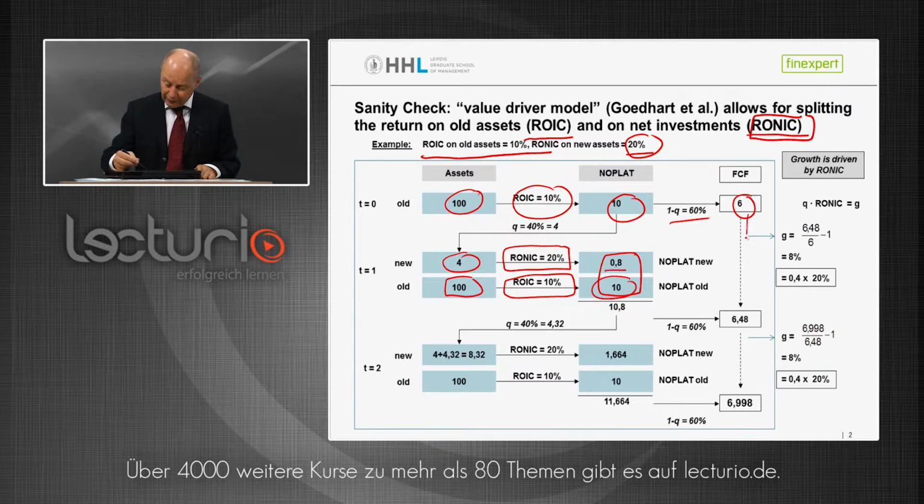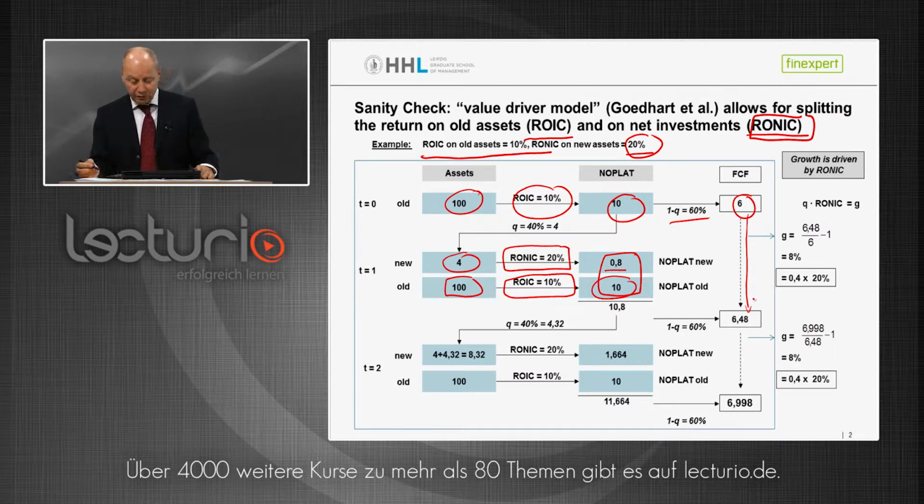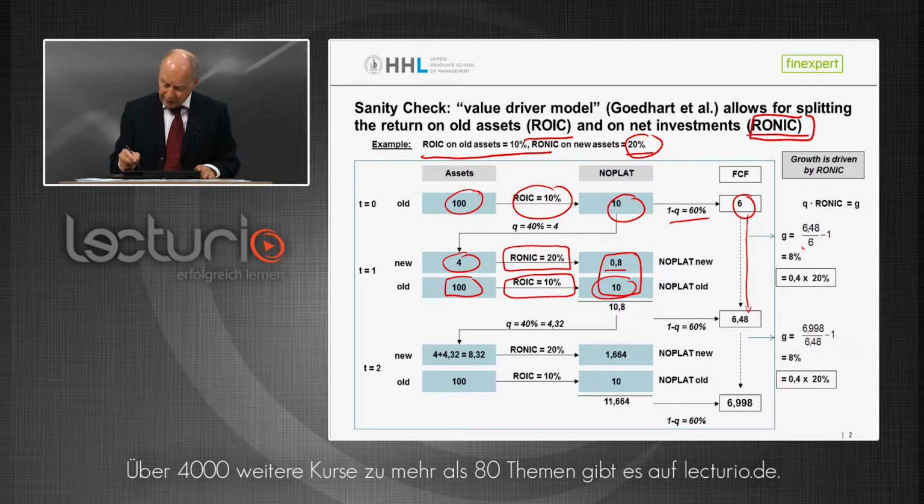If we calculate the growth rate of our free cash flow, we see that the growth rate here is 8%, and it is the 40% retention rate times the rate of return on the newly acquired assets, which is 20%, and not on the old assets, which is 10%.